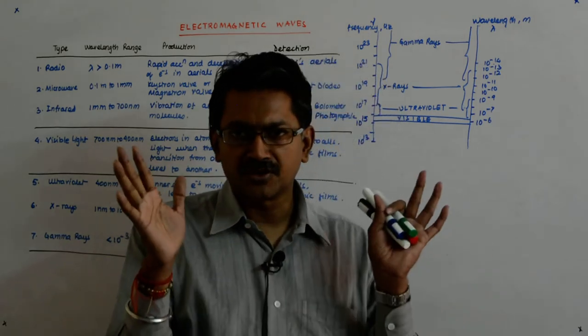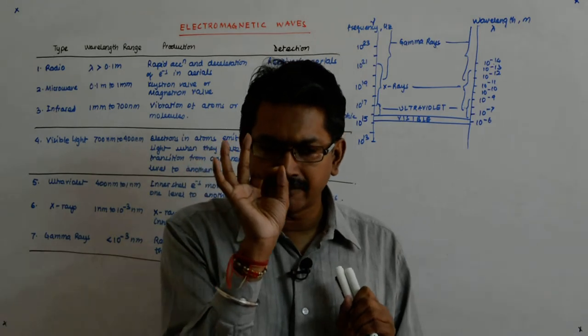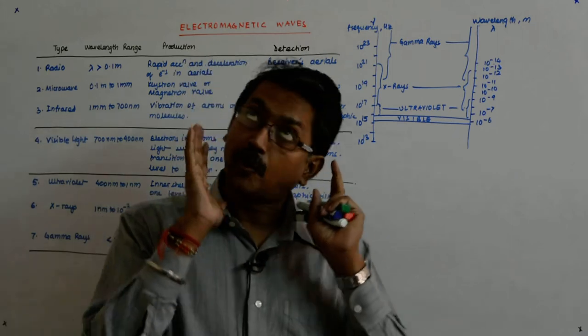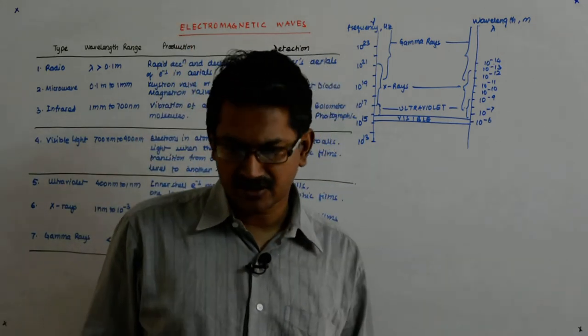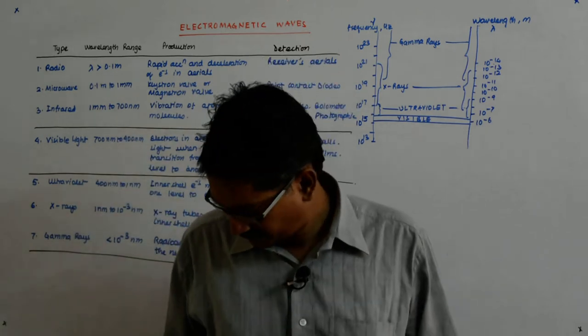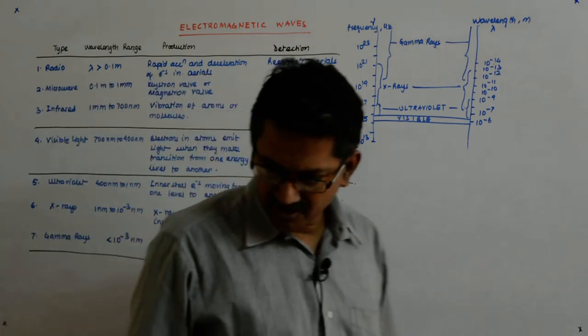So you must have seen while adjusting it, it has to be adjusted with very accurate, precise measurements to point towards the satellite from where you are actually receiving it. So they are directional antennas.